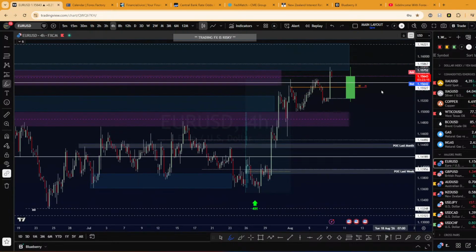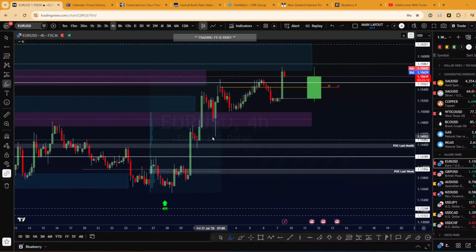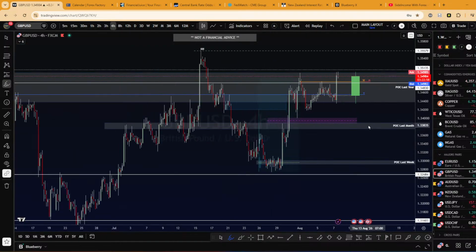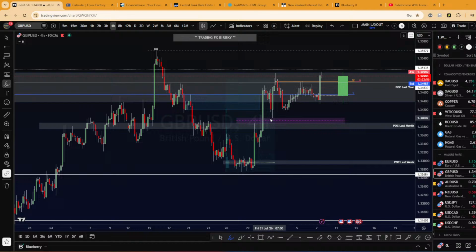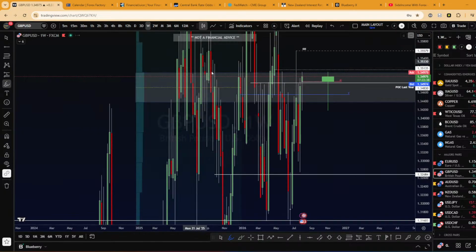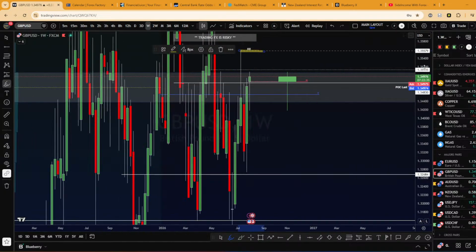On 4 hour, yeah, we are forming higher lows. So yeah, nothing to short here. I think the price will continue. On USD, same thing. We are not breaking this high yet, but it seems like if we close above, we will see a continuation. Yes, so on weekly, yeah, we could potentially target this.